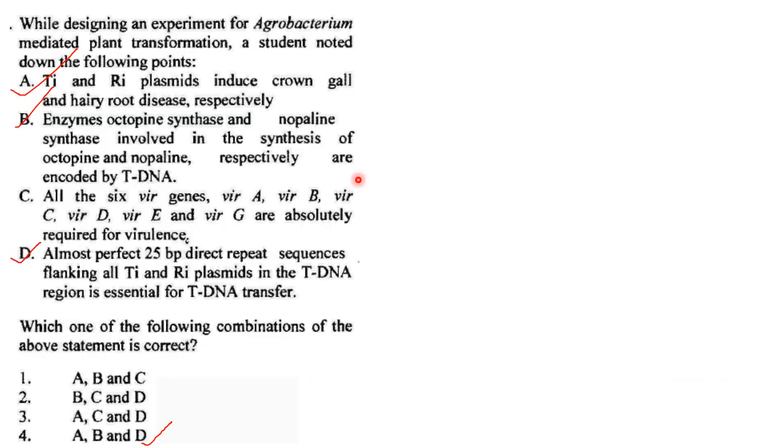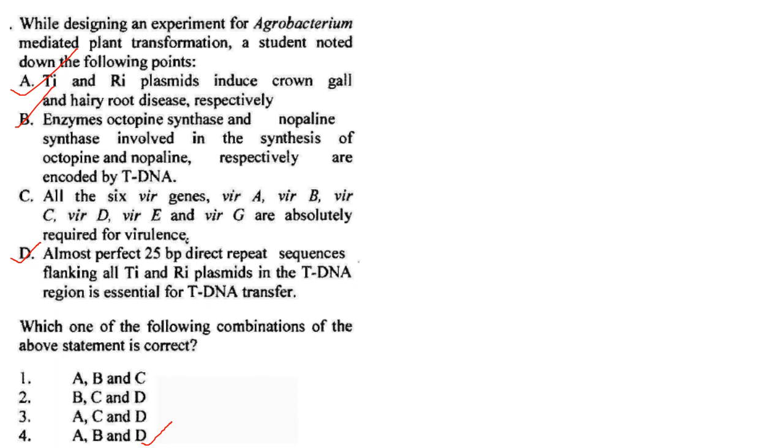Then next one. While designing an experiment for agrobacterium mediated plant transformation, a student noted down the following points. TI and RI plasmid induce crown gall and hairy root disease respectively. Now what they have asked is which of the above statement is correct. So first one is correct. Enzymes octopine synthase and nopaline synthase involved in the synthesis of octopine and nopaline respectively are encoded by tDNA.